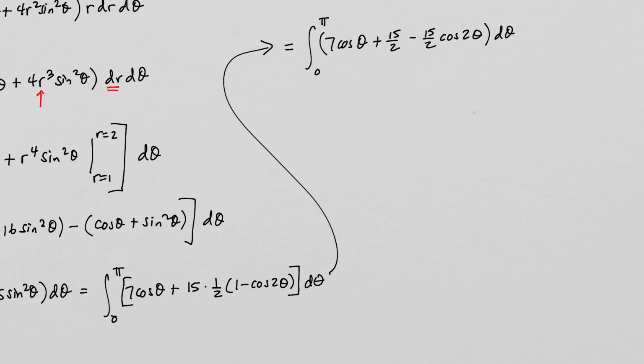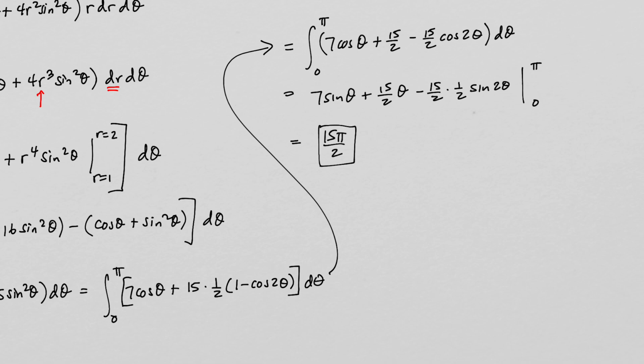And now we can go ahead with the integration. So we have 7 sine of theta plus 15 halves times theta minus 15 halves times, and the integral of cosine of 2 theta is 1/2 sine of 2 theta. And now we go from 0 to pi. Now, sine of pi is 0, sine of 2 pi is 0. And when you plug in 0 into all of these, you also get 0. So the only thing we really get here is plugging pi into here. And so that is giving us 15 pi over 2.